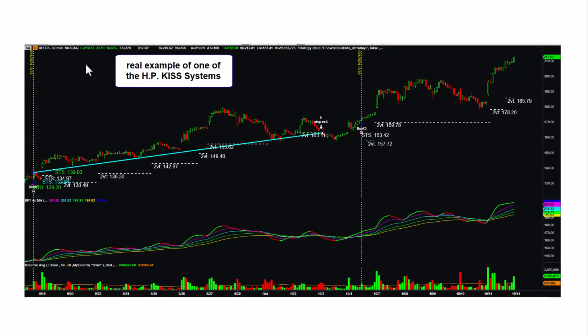And image number 3, here's a real-time example of one of the high performance KISS systems. This is MARA, this is MSTR. That is a crypto-type stock. You can see, based on a 30-minute chart, the trades here. You can see where the system went long, basically on September 18th. The initial stop was 129.20, and it moved that stop quite a bit, and it finally exited there on October 2nd. The system then went back long on October 4th, and since that time, it's been able to raise its stop 5 times. It is still long, and that trades up nicely. So it's a great example of these systems.